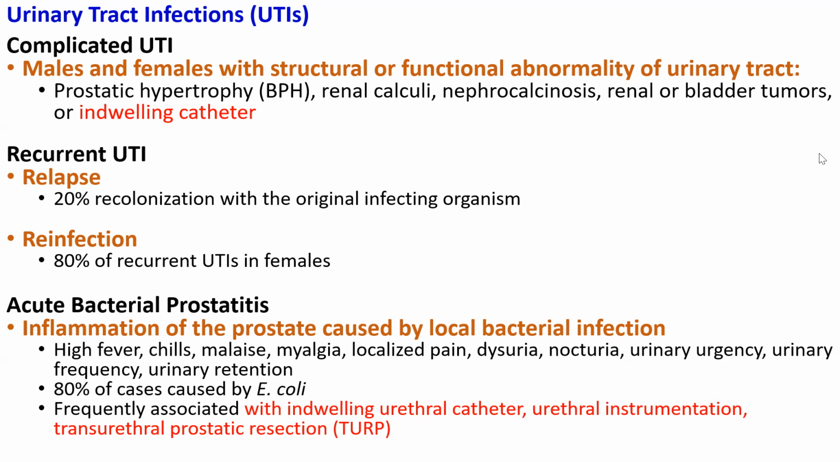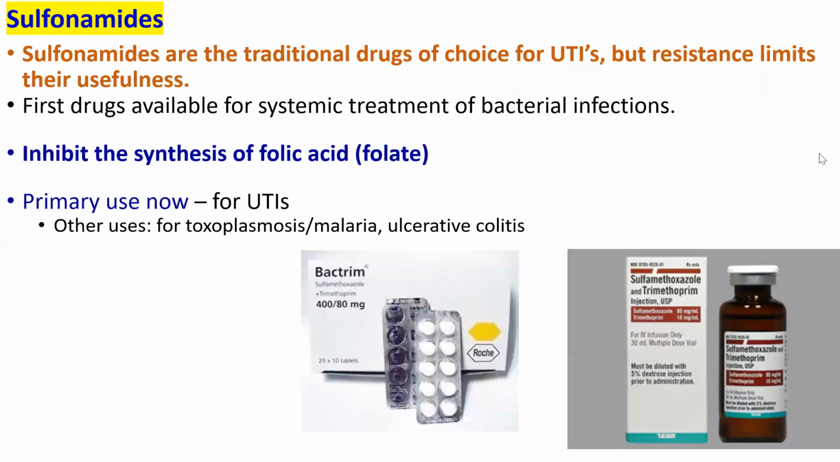In which it will respond very well to antimicrobial therapy. So sulfonamides are the traditional drugs of choice for UTIs, but resistance limits their usefulness. As a class, they were the first drugs available for systemic treatment of bacterial infections, and a more effective and less toxic drug is now available for UTIs. The drug would inhibit the synthesis of folic acid, the folate.